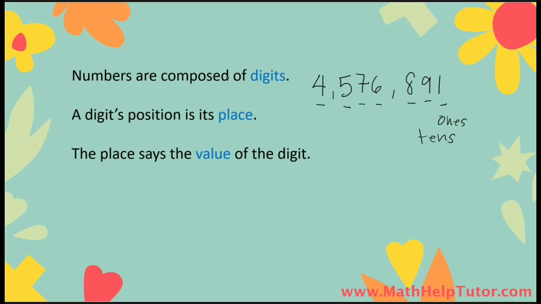So again, for our number 4,576,891, the digit 9, this one, being located at the tens place, tells us its value, which is 9 tens. That's 9 instances of tens, which gives us 90. So that is the value of the digit 9 on the tens place.